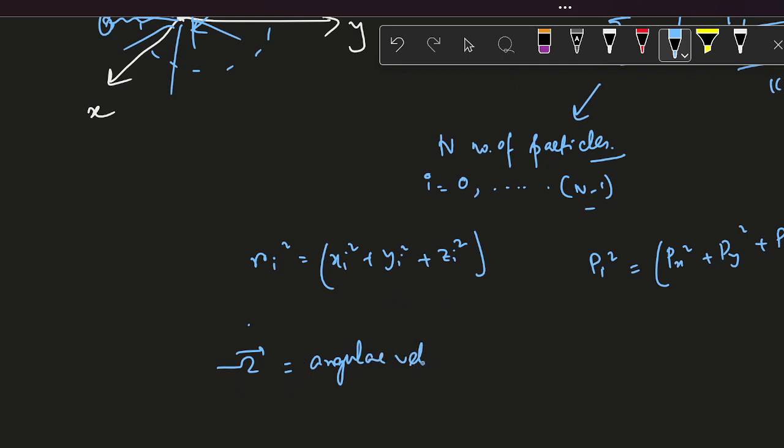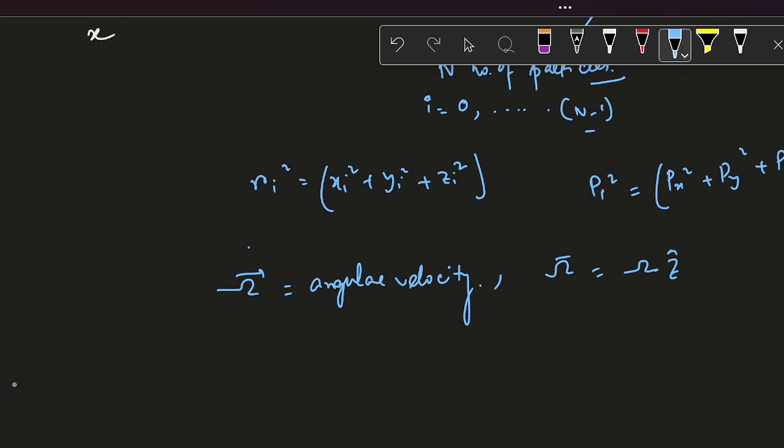So this is the angular velocity, and it is specifically asked in the question that your angular velocity has a direction along z cap. So you can take that your omega vector is just omega times z cap, but z cap is your unit vector.